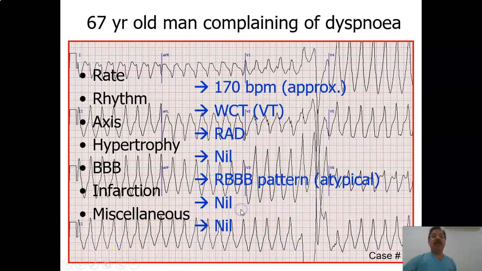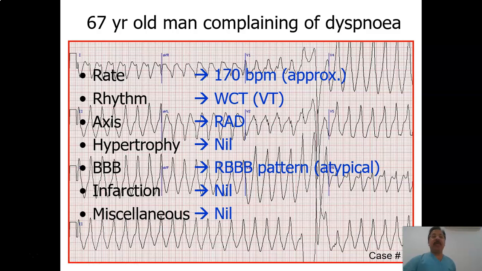The rate here is 170 beats per minute approximately. Rhythm is wide complex tachycardia, and most probably ventricular tachycardia. There is bizarre right axis deviation. Hypertrophy cannot be commented on in the presence of such wide complexes. There is a right bundle branch block pattern, and it's difficult to comment on the ST segment elevations and T wave inversions. And as far as the miscellaneous is concerned, this is a symptomatic tachycardia, symptomatic ventricular tachycardia.